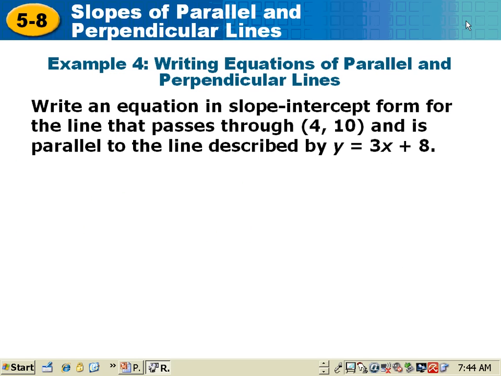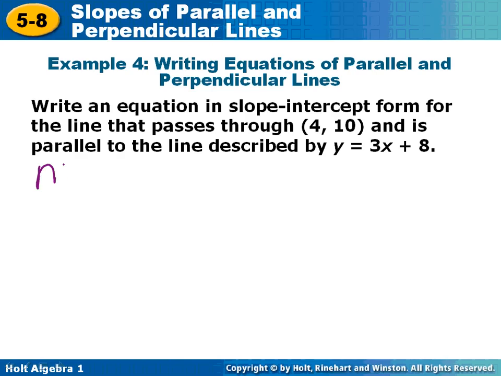Pause it. Okay, what I need you to write down now is the slope. You need a slope and a point. So we're going to write down an m equals and a point. My slope, I have to write an equation in slope-intercept form, but before I go to slope-intercept form, I have to do point slope. It's through this point, 4, 10, so I'm going to write down my 4, 10, and it's parallel to this one.